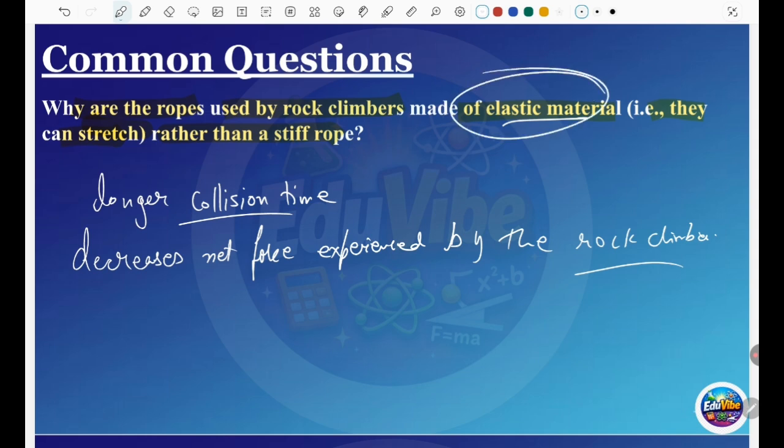So that's how it works. If you have an elastic material rope, it will lengthen the collision time. So you have a longer collision time with that elastic material and it will decrease the net force, reducing the risk. So that's the type of question you get.